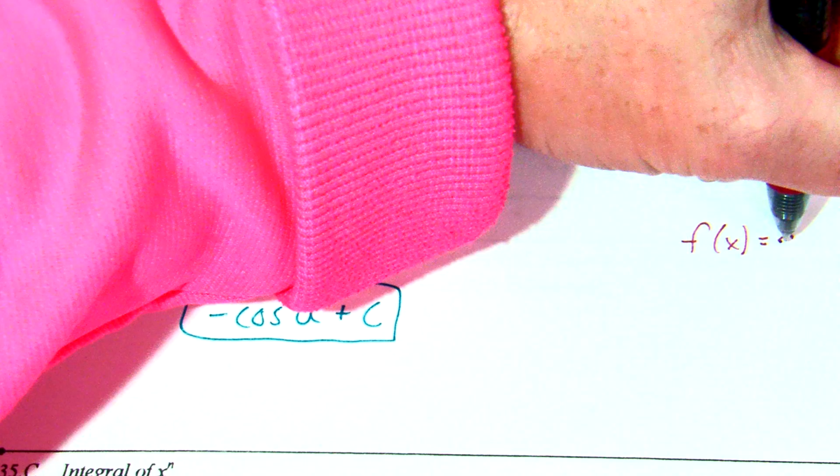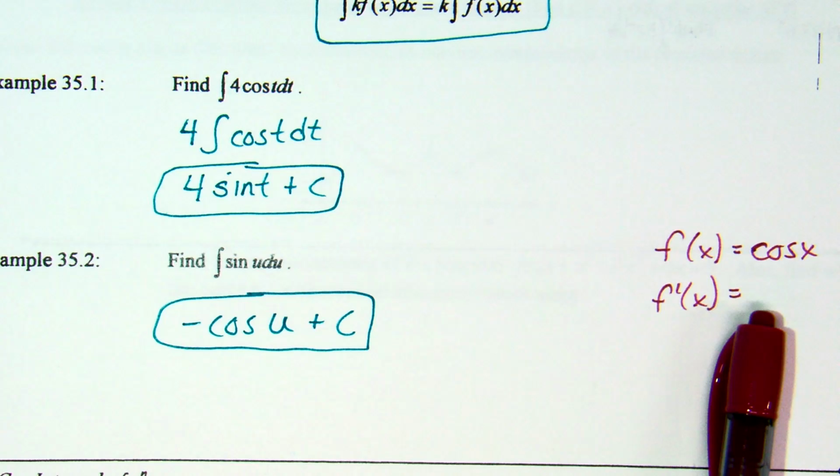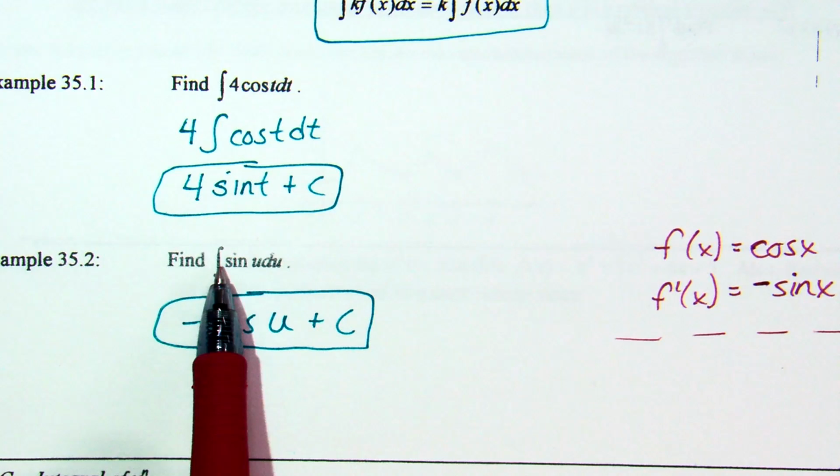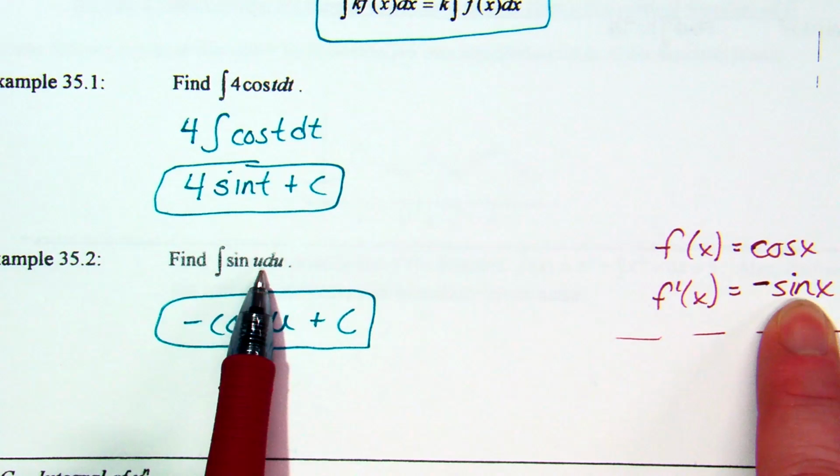If your function is cosine x, what's the derivative of cosine? Derivative of cosine is negative sine x. Okay. So what that means is, look at this one right here. If we want the integral of sine, well, generally speaking, the integral of sine is cosine, except since this wasn't negative here, we have to change the sign to become a negative. Does that help? Or maybe it confuses.